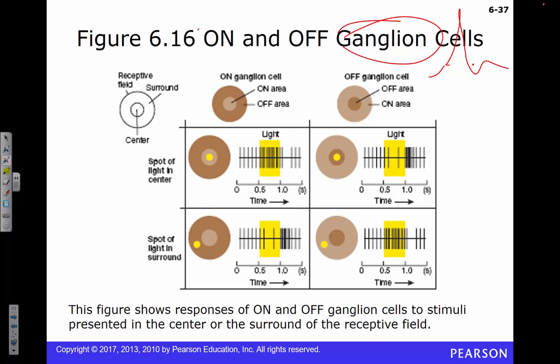There are two ways we can structure this. We can have what are called on-center and off-center. Basically, what that means is if the light falls in the center of an on-center, it's going to get excited. If it falls in the center of an off-center, then it becomes inhibited, right? And if you look at that box indicating where the light is being presented, you can see the subsequent increase or decrease in action potentials, okay? Around that, we're going to have an inhibitory region as well, if it's an on-center, or an excitatory region, if it's an off-center, right? So it's just going to be inverted.